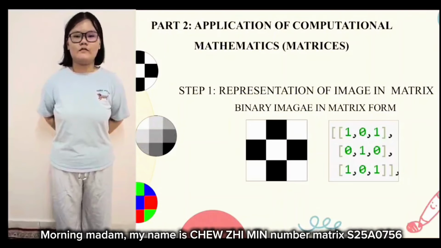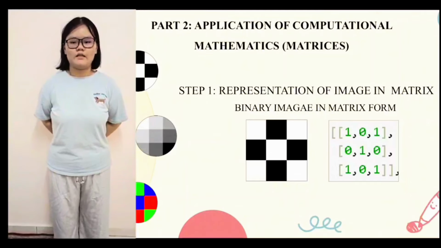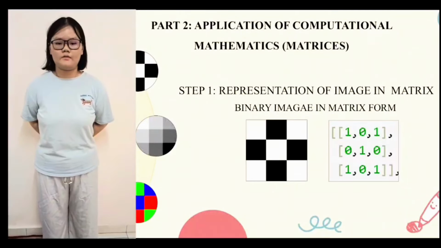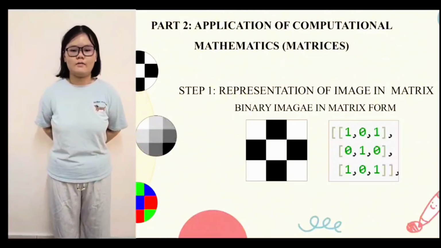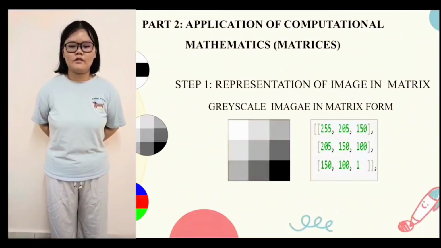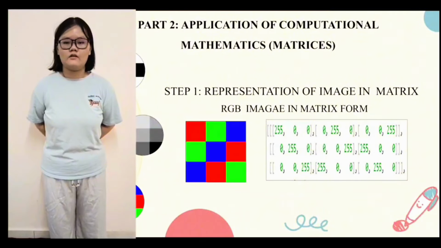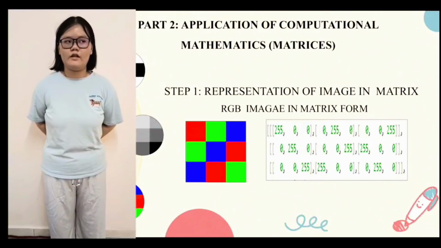I will explain how computation, the mathematics of matrices, is applied in image brightness adjustment. Each number in the matrix represents one pixel. For a binary image, the value only includes 0 and 1. For a grayscale image, the value is between 0 and 255. For an RGB image, the image has 3 layers, which are red, green, and blue.